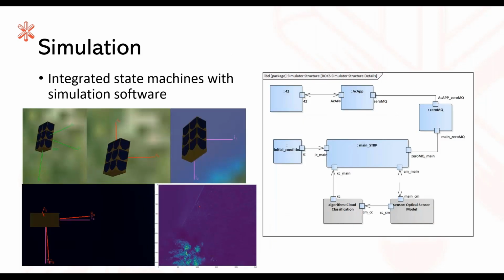Another thing we did with the state machine diagrams is one person was working on combining it with simulation software. So he basically combined it with orbital mechanics, our cloud classification algorithm, and 42 simulation software to run a simulation of the mission in orbit of just the cloud detection. So you can see on the left, there's the actual model with loads of different reference frames, and then an example of the cloud classification at the bottom, and then the state machine that was running that is on the right.